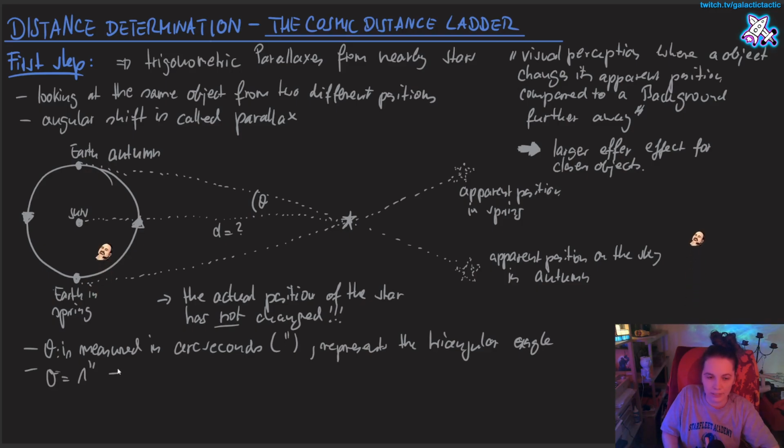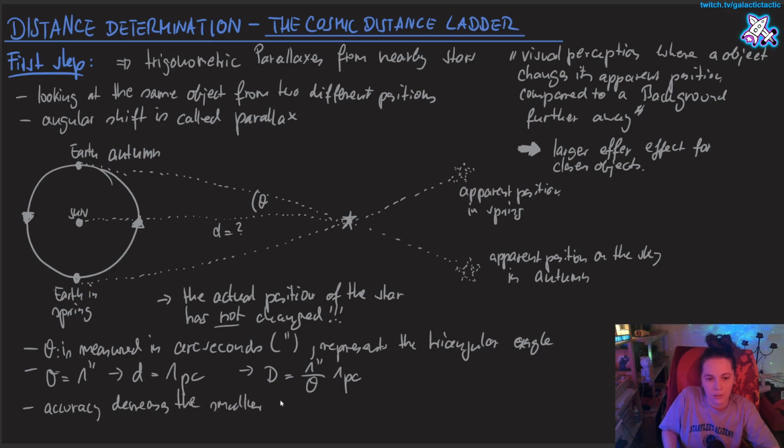For 1 arc second, which is exactly the distance of 1 parsec, and then you just can calculate the distance with this formula. Okay, now the problem is accuracy decreases the smaller this angle is, which is in turn smaller the further away the object is.